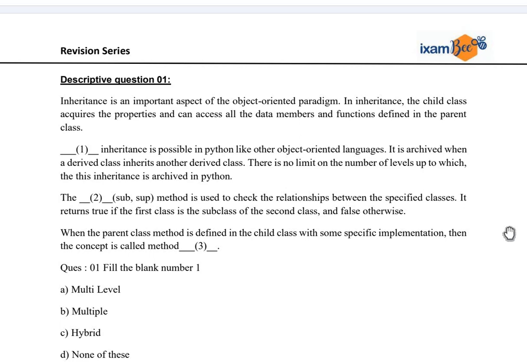It is achieved when a derived class inherit another derived class. There is no limit on the number of levels up to which this inheritance is achieved in Python. So now you can see that they are talking about the levels. So definitely the particular thing is related to multiple levels because there is no limit on the number of levels to which this inheritance is achieved in Python. So here the correct answer will be option number A, that is the multi-level inheritance.